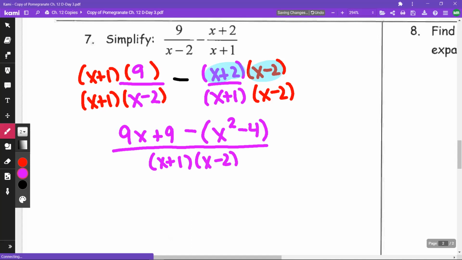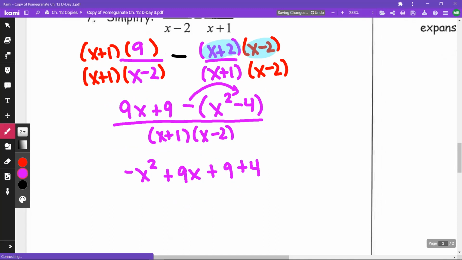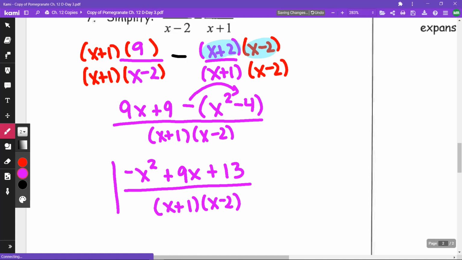So now let me just take away my parentheses, and remember I'm going to have to distribute that. So I am going to get a negative x squared. I am going to get a plus 9x. I am going to get a plus 9 and a plus 4. So that plus 9 and plus 4 are really going to become a plus 13 all over the quantity x plus 1 times x minus 2. And you could try to factor the top, but with that 13, it's not going to be factorable. So it's not going to cancel anything on the bottom. So that's our answer.